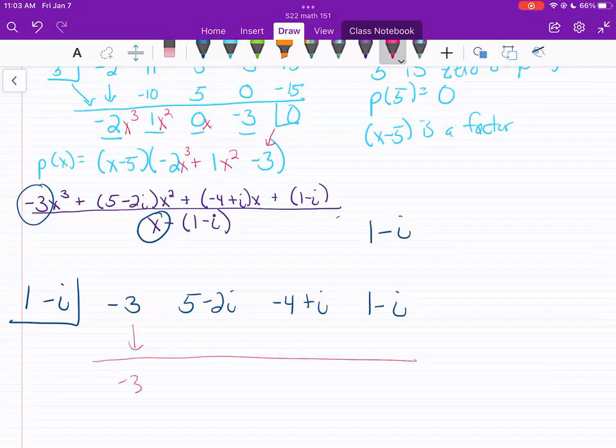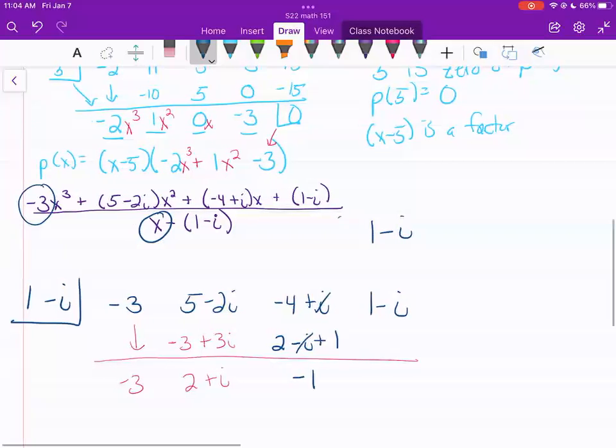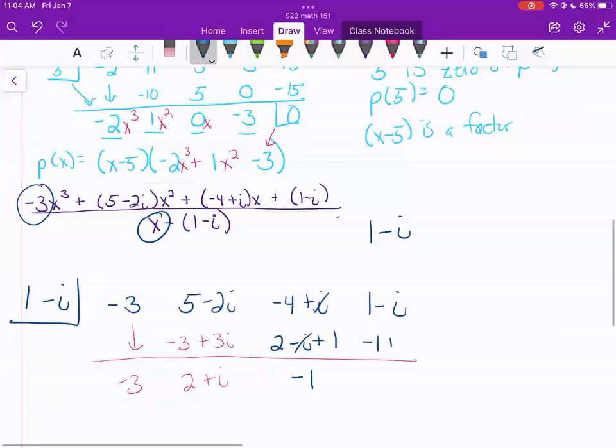I'm going to drop the -3. When I multiply out, I get -3 plus 3i. I add those together to get 2 plus i. Now I do have to FOIL this to multiply it out. And when I do that, I get 2 minus i plus 1. Combining like terms there, notice my i's cancel, and I'm left with -1. When I multiply that out, I get -1 plus i, which does result in 0.